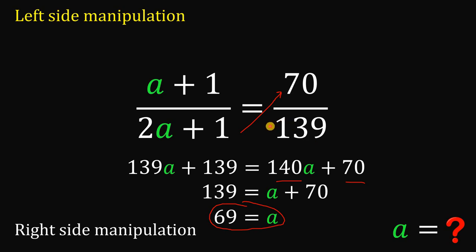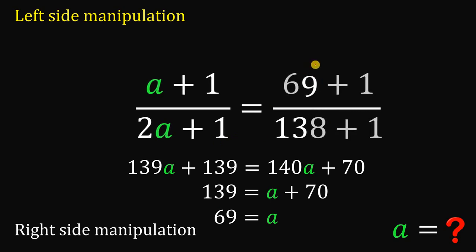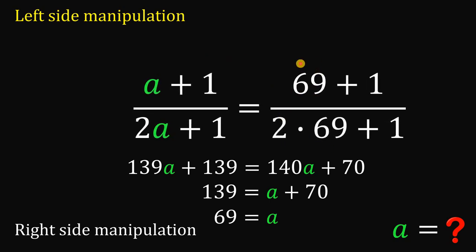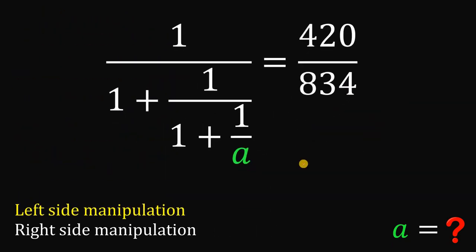Now another method aside from cross multiplication is, notice that this 70 can be written as 69 plus 1, and 139 can be written as 138 plus 1. Why do we do that? Because here we can easily say that a must be equal to 69, because 138, if we write it in terms of 69, is just 2 times 69. So clearly a equals 69. Alright, so this is our first method, left side manipulation.